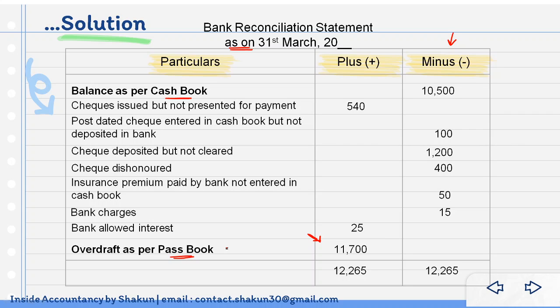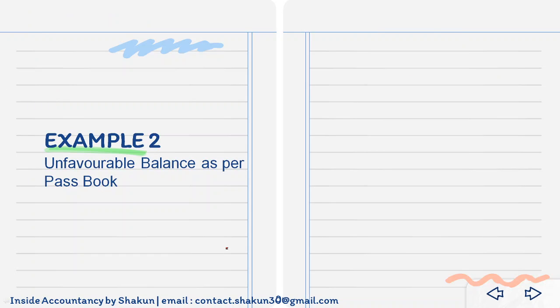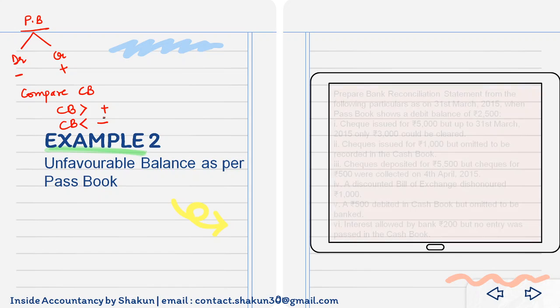Now this question related to when the credit balance as per cash book was given, and we did the question with that. Now we will be doing a question when an unfavorable balance as per passbook is given. Before we take an example, I'd like to reiterate that in case of passbook, a debit balance means a minus balance and a credit balance means a plus balance. And when the passbook is given, we compare with the cash book. If the cash book is greater, then it's a plus item. If the cash book is lesser, then it's a minus item. So now let's have a look at the question.